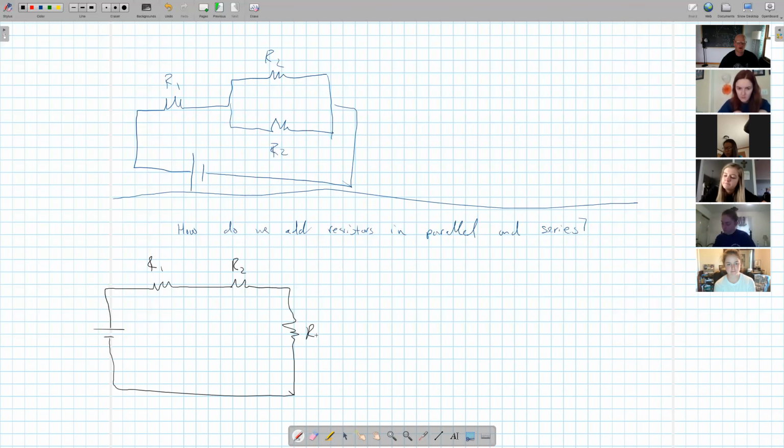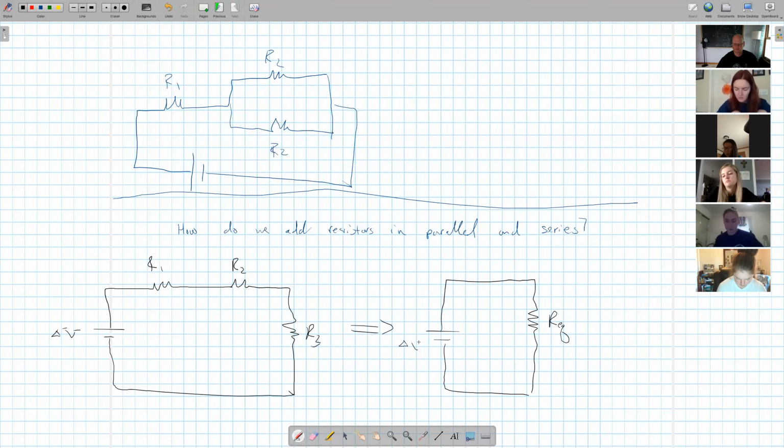So let's say here's R1, R2, and R3 connected to the battery, which has delta V. What I want to do is combine all these down into one equivalent resistor. So this whole system is replaced by one particular resistor, which we're going to call REQ. And just a reminder, these squiggly lines here are what we call resistors, and that's how we're going to draw them in our circuit diagrams.